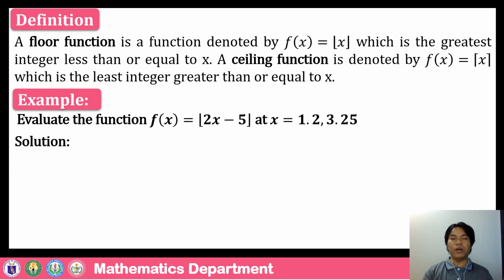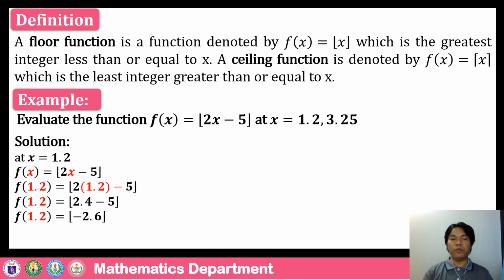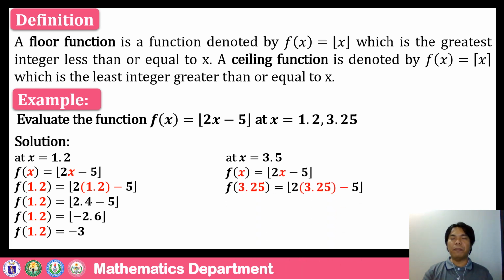By substituting 1.2 for the value of x, we will obtain f of 1.2, which is equal to the floor function for negative 2.6, which is equal to negative 3. At para sa ating huling value ng x, which is 3.25, upon evaluating our function, we will obtain the floor function for 1.5, which is equal to positive 1.